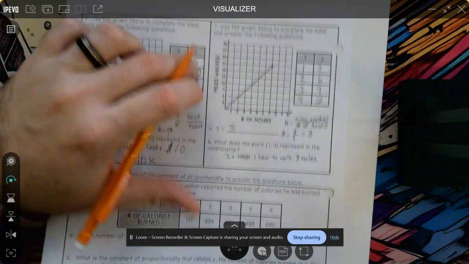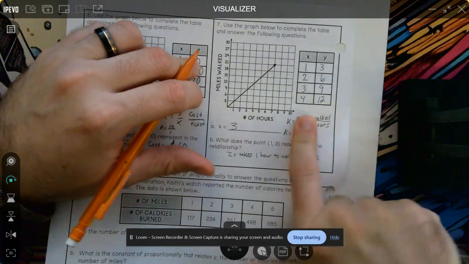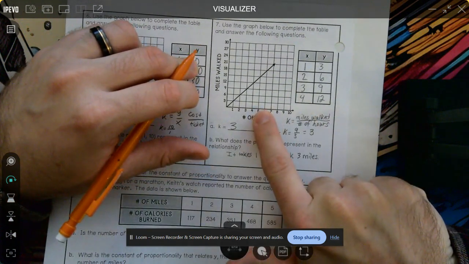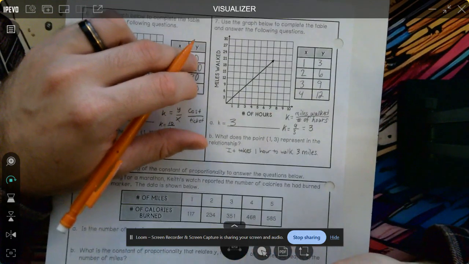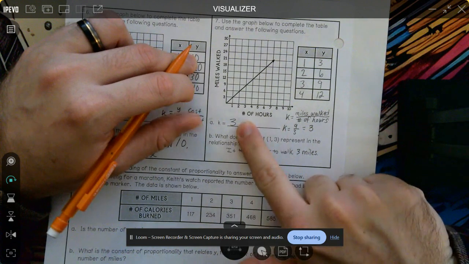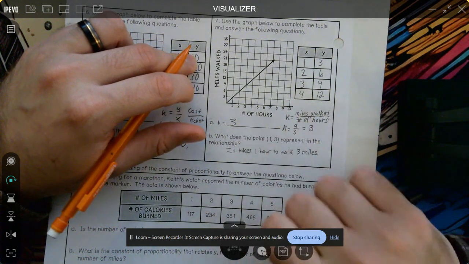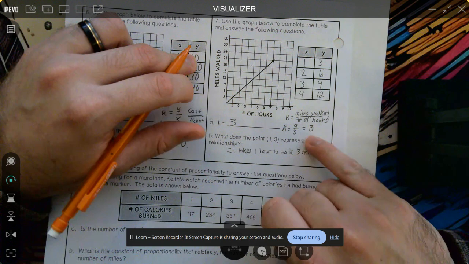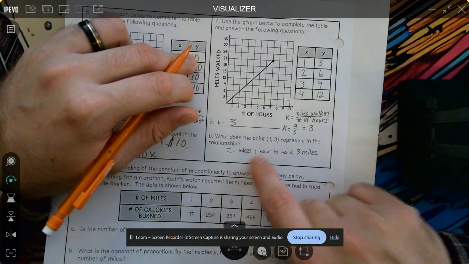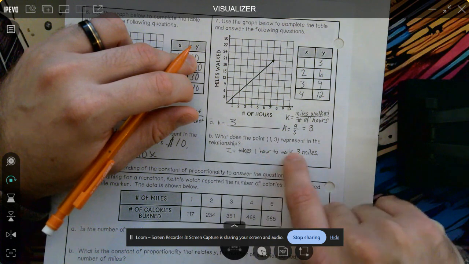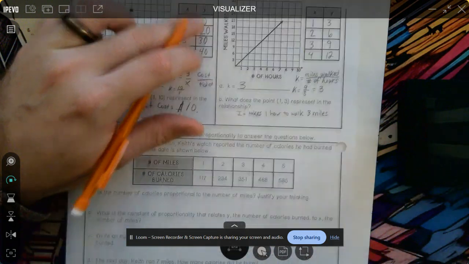All right, here's your answer for number 7. So I filled in my table. I know there are also points for 5 hours, 6 hours, 7 hours, but we can just pick 4 points from the table. And I got a k value of 3. So miles walked divided by number of hours, you get 9 divided by 3, which is 3. So if you look at our point (1, 3), that represents 1 hour. It took 1 hour to walk 3 miles.